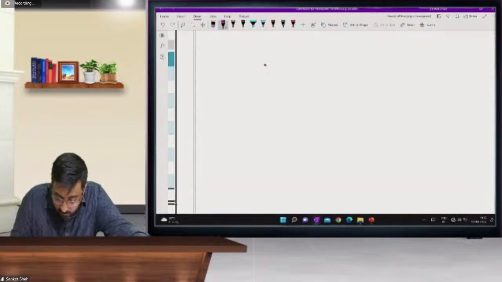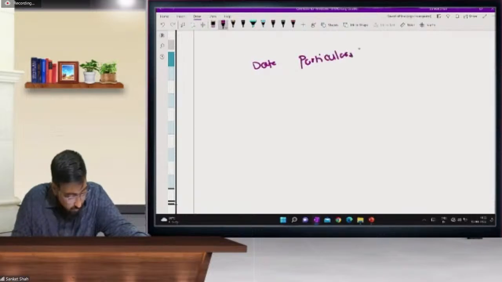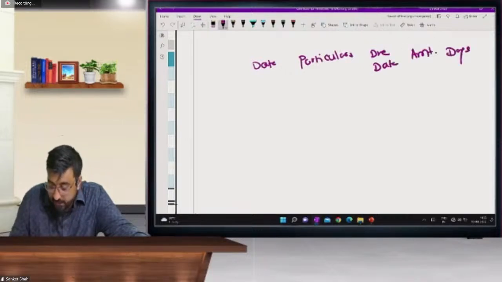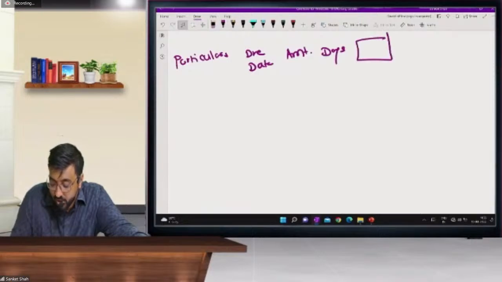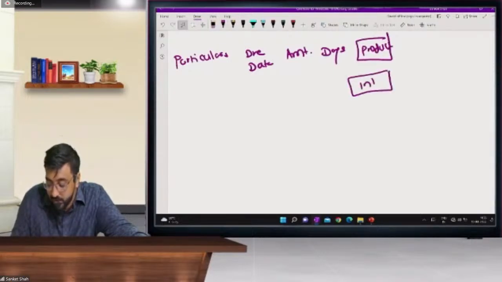Date, particulars, due date, amount, days, and beta, this column is getting changed. Either product, a product method, or interest. Otherwise, the remaining columns are the same.